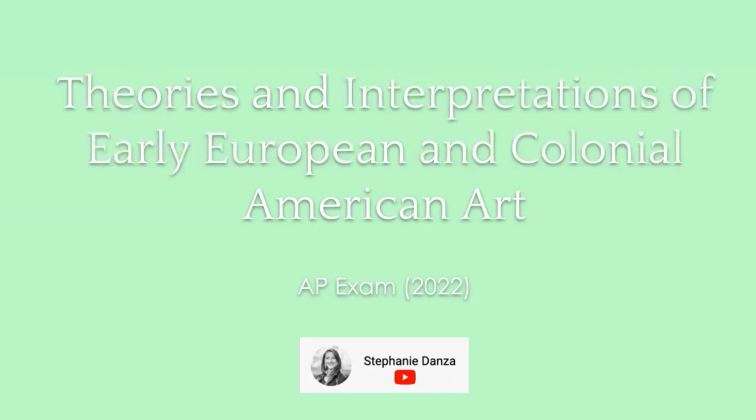Theories and interpretations of early European and colonial American art. The study of art history is shaped by different theories and interpretations of art and art making that change over time and may be generated both by visual analysis as well as by scholarship. These theories and interpretations may be used, harnessed, manipulated, and adapted in order to make an art historical argument about a work or a group of works of art.